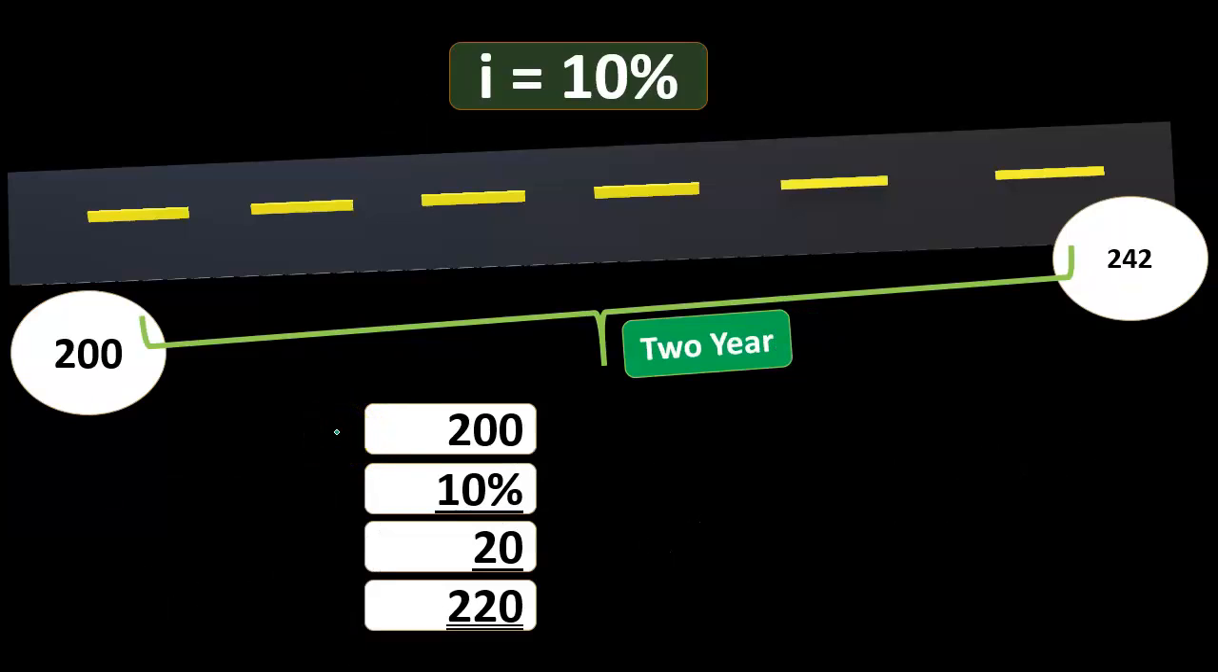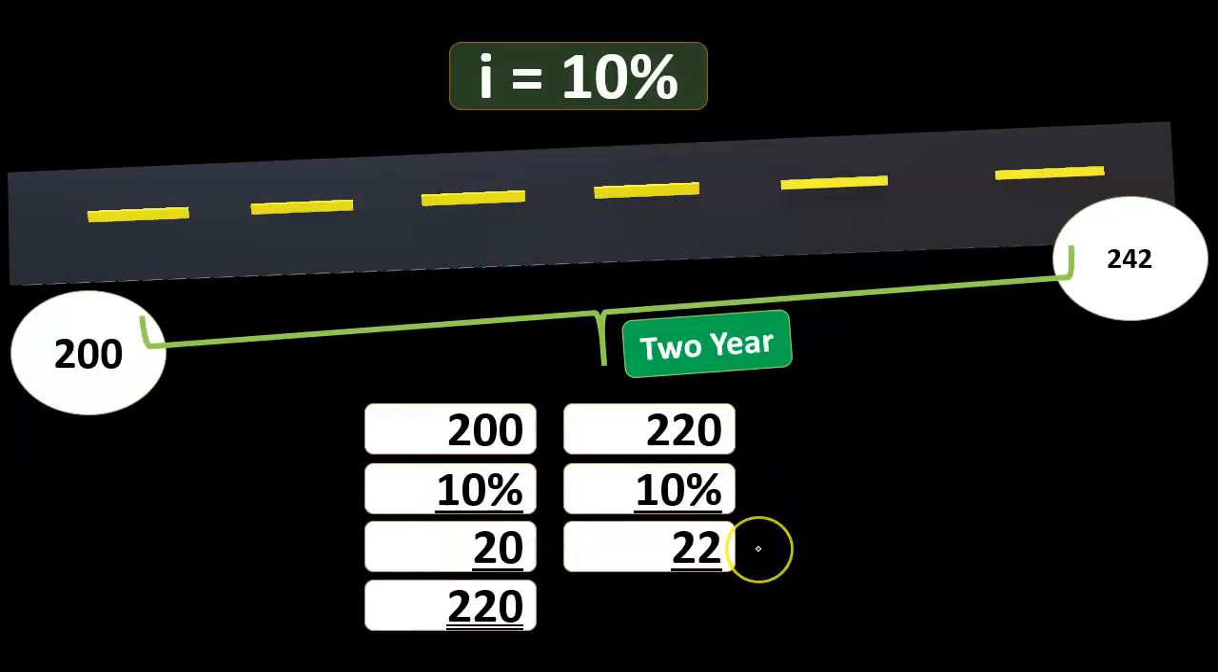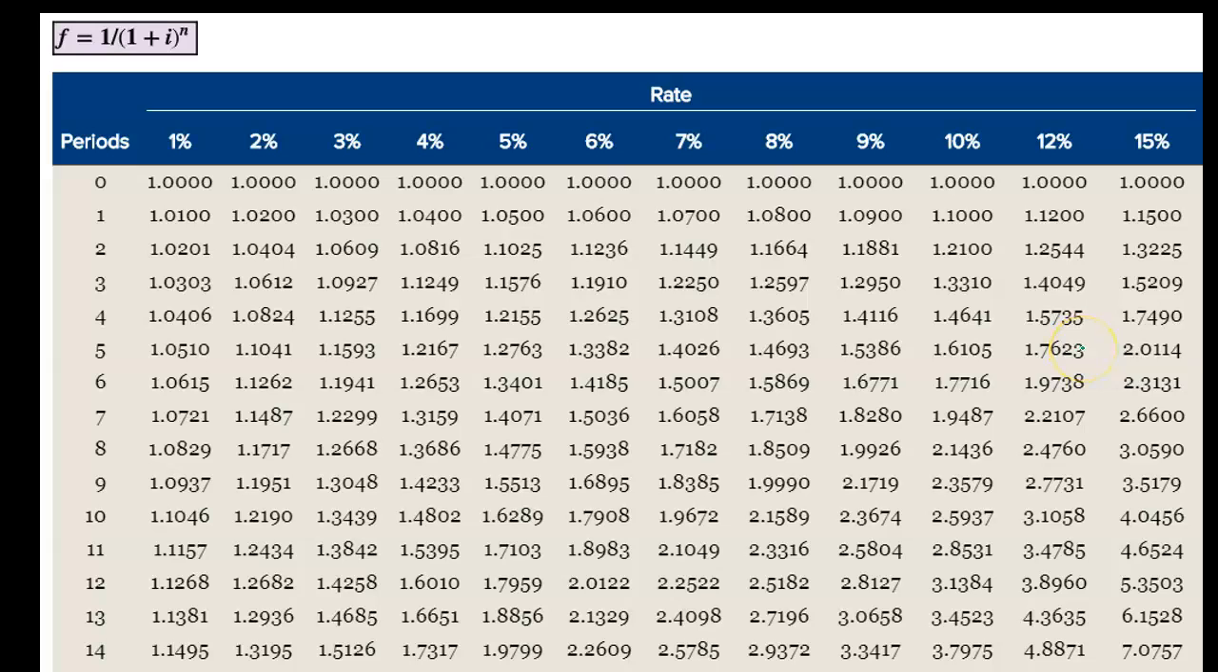We left off last time at 200 times 10%, $20, that's 220 for year 2. If we start at 220 times 10%, that gives us $22. 220 plus $22 is the 242. So that's another way we could think about how we get from the starting point to the future value 2 years later, the 242.